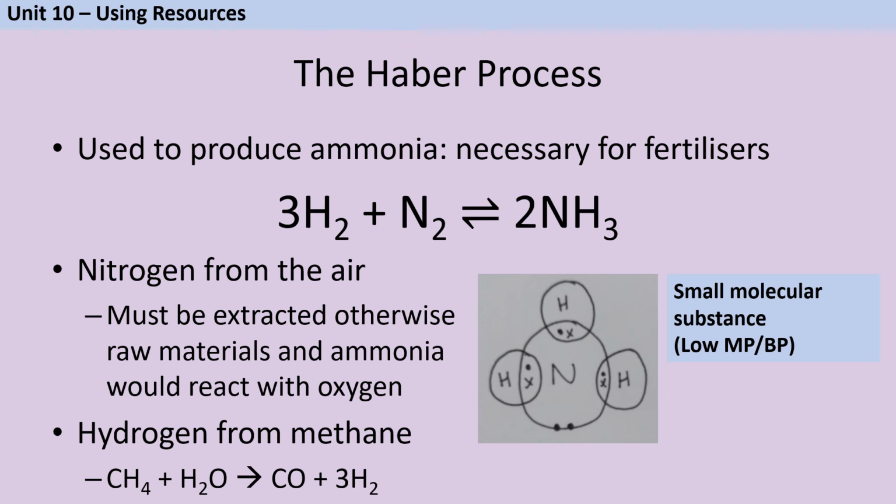In order to get that hydrogen and nitrogen, the nitrogen is just extracted from the air, but it does need to be separated from the other gases, because if we tried to use air in the Haber process, then the oxygen would react with everything else and we wouldn't get pure ammonia. There are a couple of different ways that we can get the hydrogen, but the most common way is for it to be extracted from methane by reacting it with steam. This makes carbon monoxide and also the hydrogen.